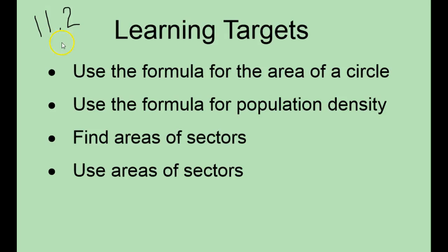All right, here we're looking at section 11.2 and our learning targets for today. First, we're going to use the formula for finding the area of a circle, and then we're going to be looking at the formula for population density. The third thing we're going to be doing is looking at areas of sectors, and remember that a sector is a part of a circle.